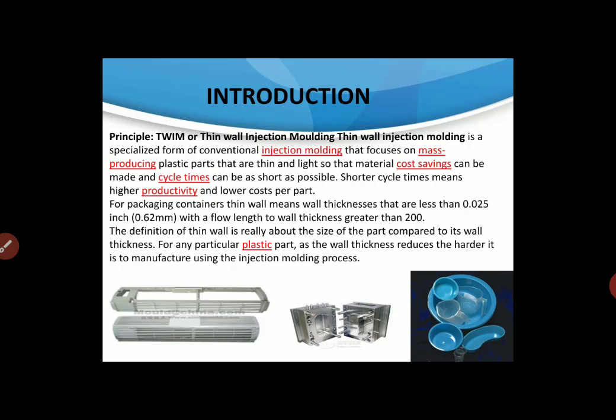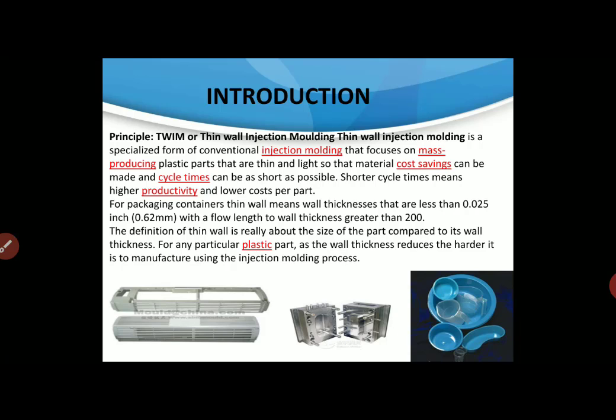So what is thin walled? Particularly for packaging containers, thin walled means wall thickness less than 0.025 inches or 0.62 mm. Less than 0.260 mm is called thin walled products, with flow length to wall thickness ratio greater than 200.